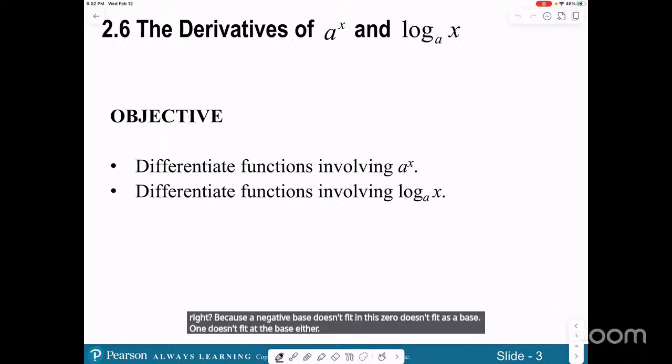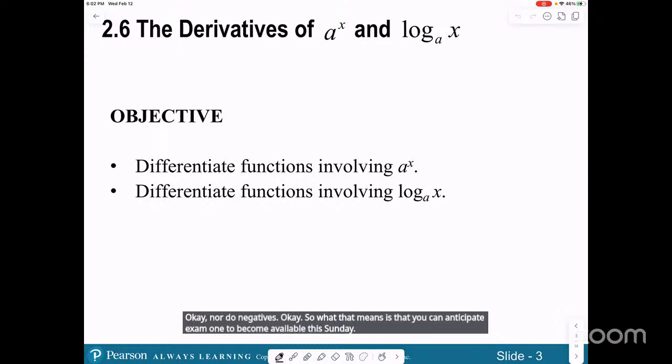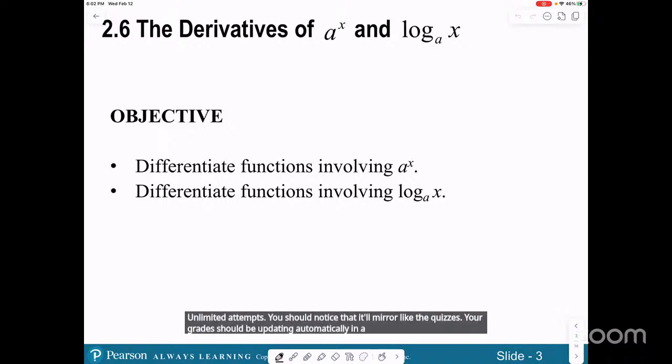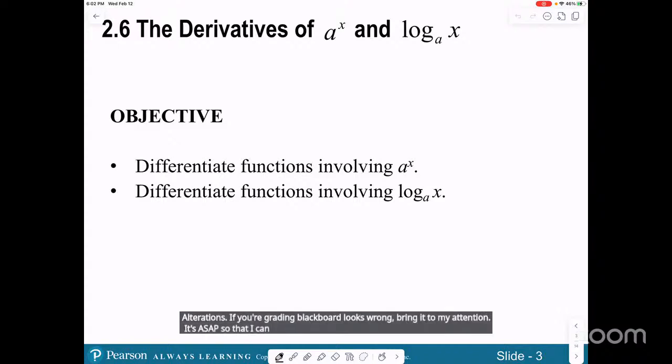What that means is that you can anticipate exam 1 to become available this Sunday. Unlimited attempts. You should notice that it'll mirror the quizzes. Your grades should be updating automatically in Blackboard. The grade that you see in Blackboard is more than likely what I'm going to go with, barring minor alterations. If your grade in Blackboard looks wrong, bring it to my attention as soon as possible so that I can dig in and make sure that everything is in order. But it should be a live update. As you complete your assignments, it should update.